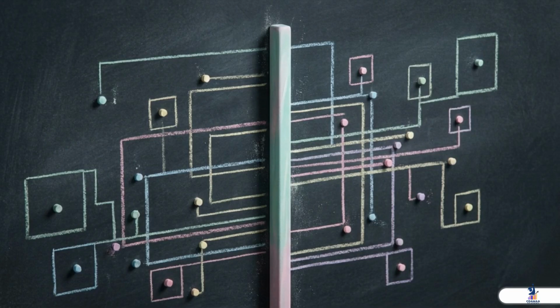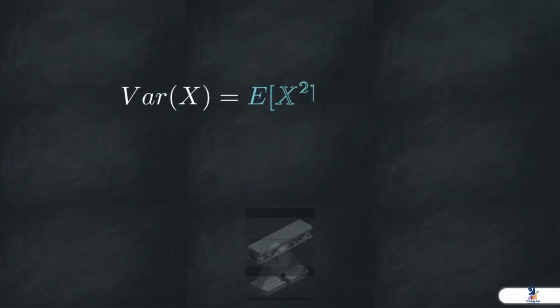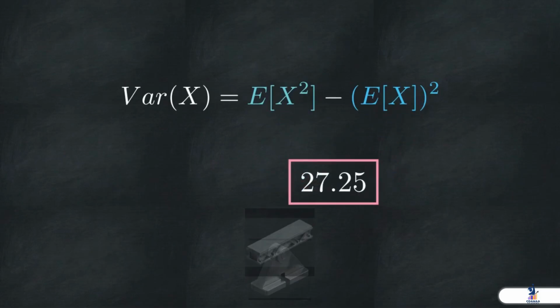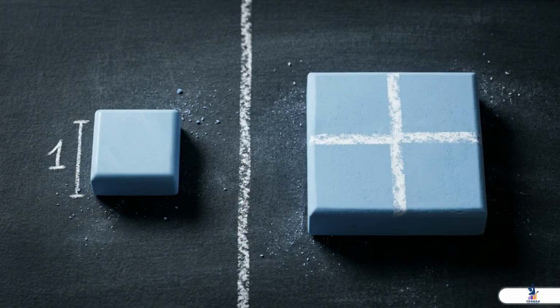The second major summary is variance, or sigma squared. If expectation is the center, variance measures the average squared distance of the variable from that center. We often use a shortcut formula, the expected value of X squared minus the square of the expected value. For our payout game, the variance is 27.25.